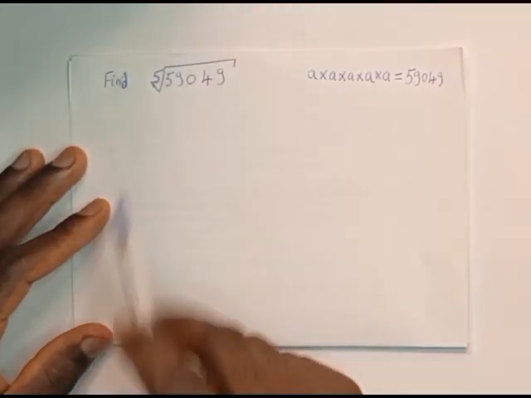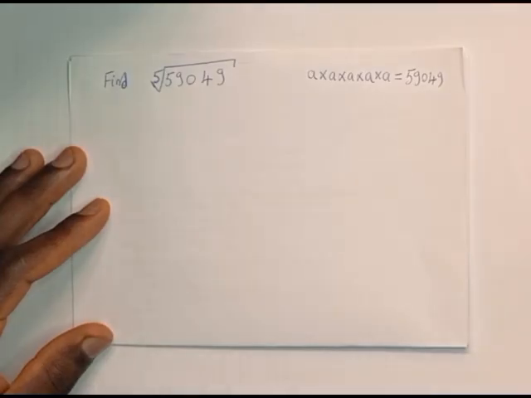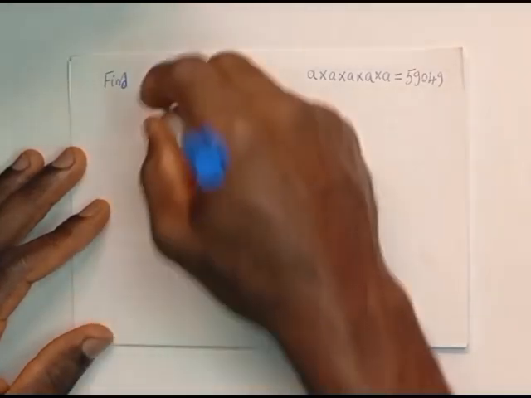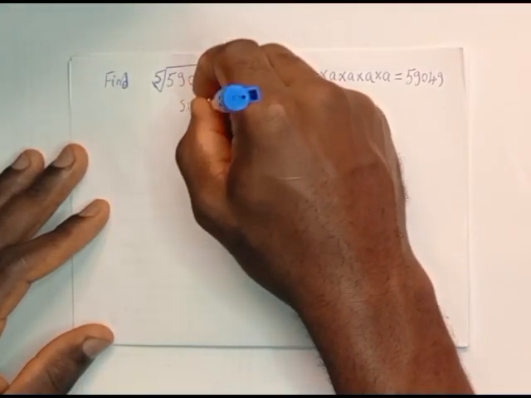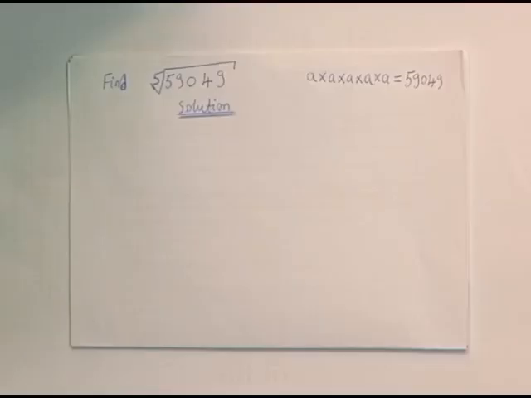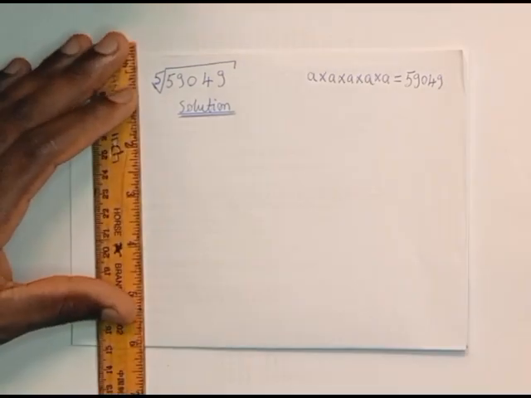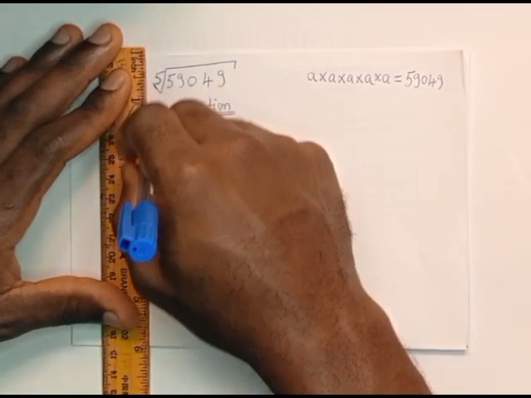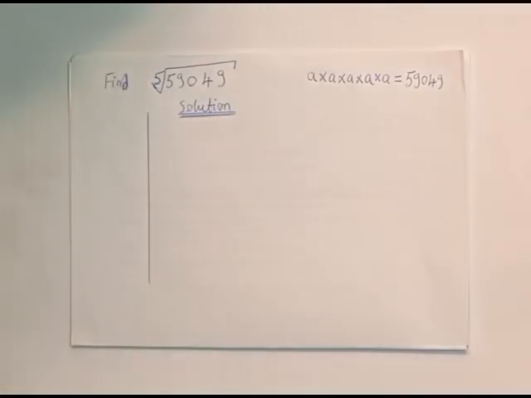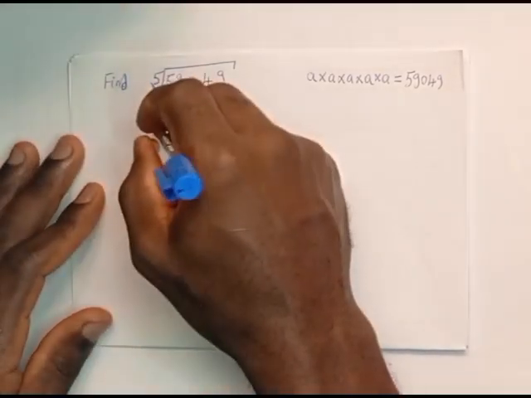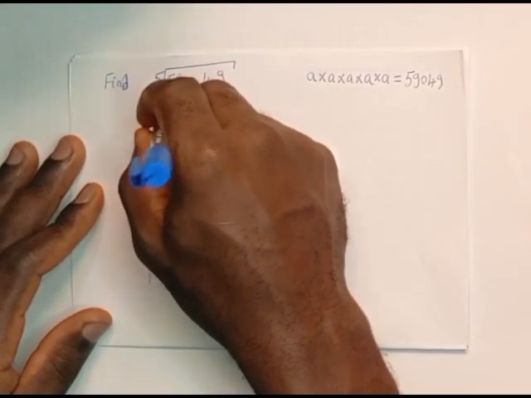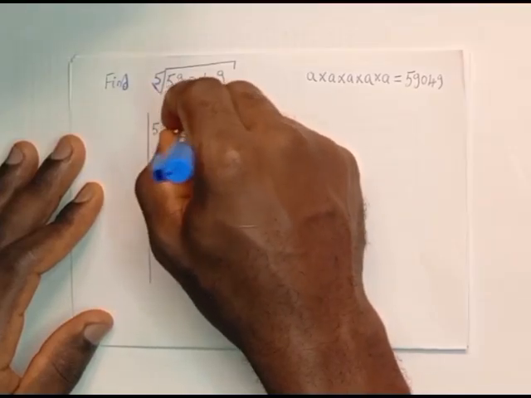For us to find the fifth root of this number, we are going to make use of the tabular method. We take down the solution. Making use of the tabular method, the first column carries the prime factors, while the second column carries the results after performing the division. Write down the given number, which is 59,049.